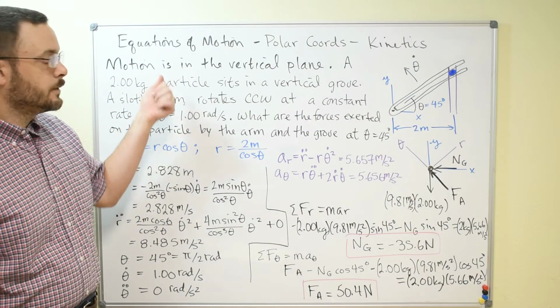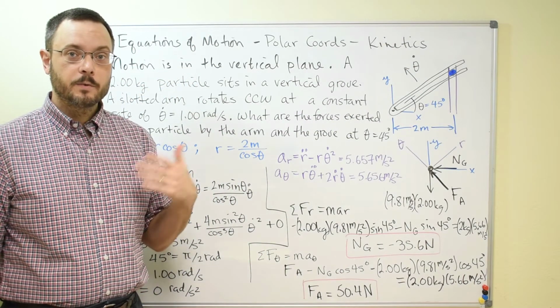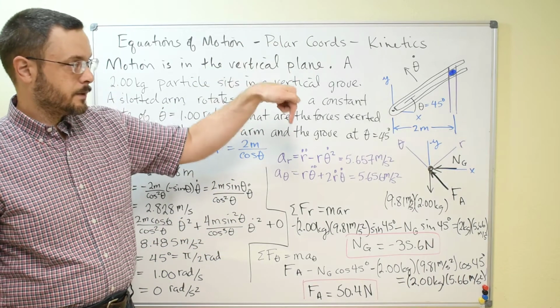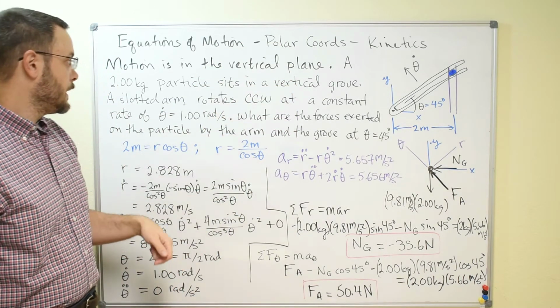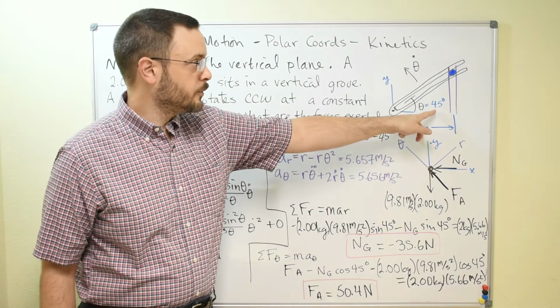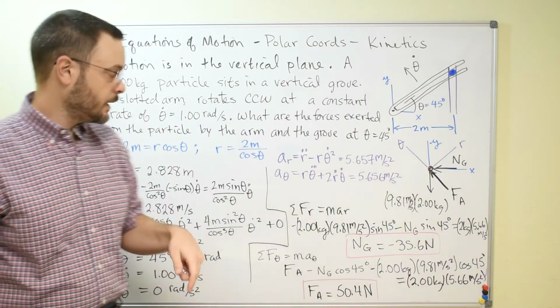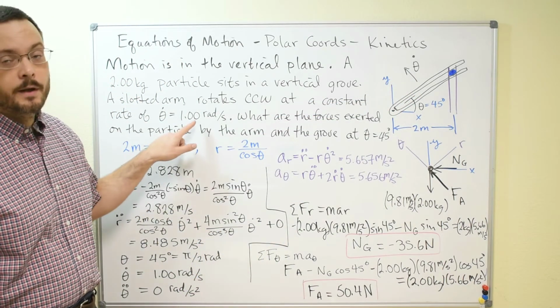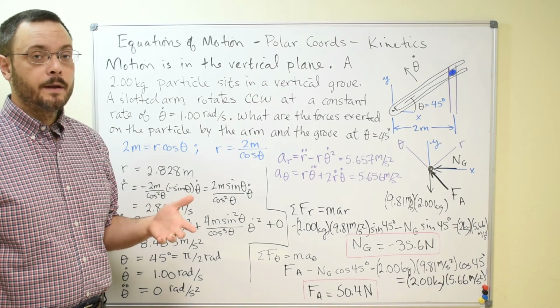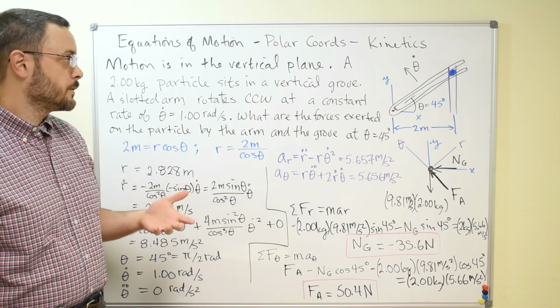Motion is in the vertical plane, so it means that we need to consider the force due to gravity, and it's going to be acting in the negative y direction. And then our slotted arm is at an angle of 45, and it's rotating at a constant angular velocity of 1 radian per second. So that means that theta double dot, the angular acceleration, is going to be 0.